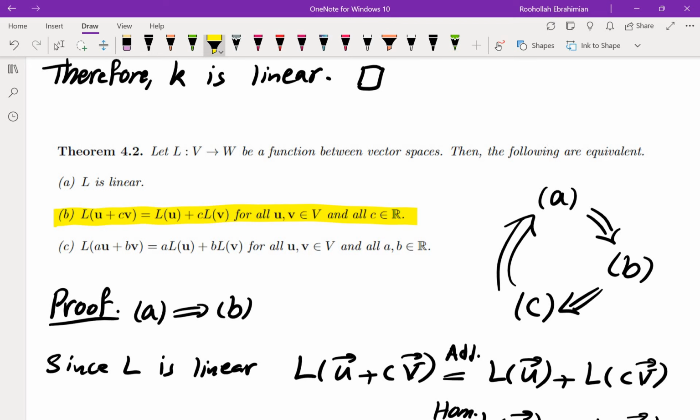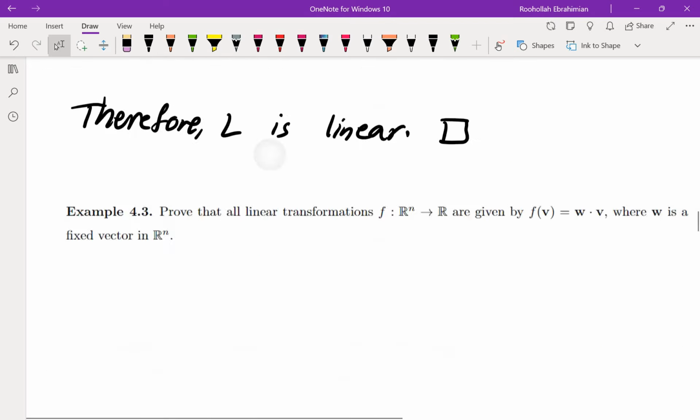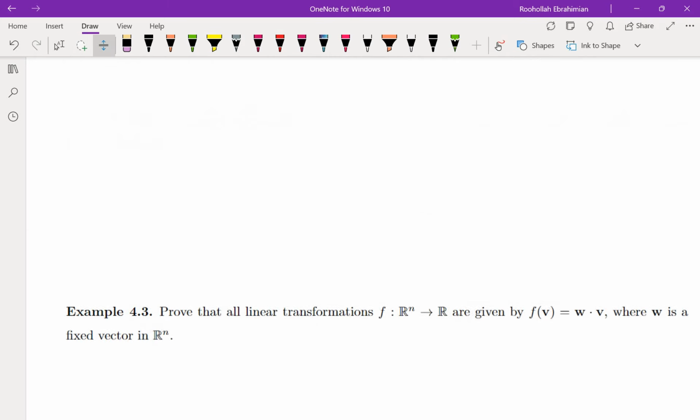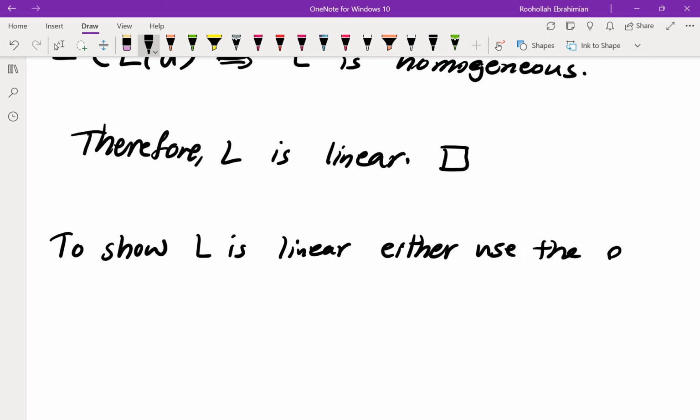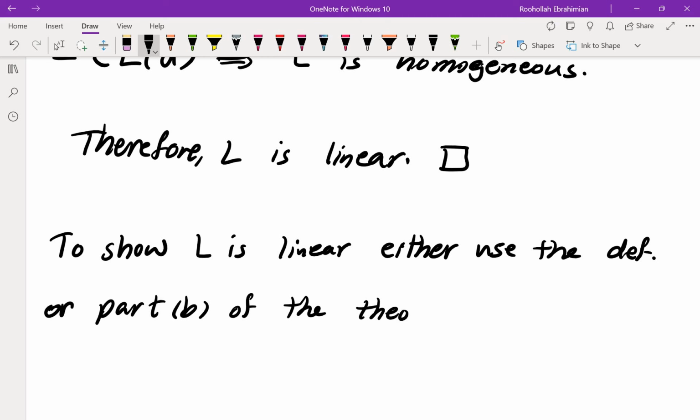Let me actually write it down. To show L is linear, either use the definition or part B of the theorem above. This is oftentimes the best way of showing something is linear, using part B.